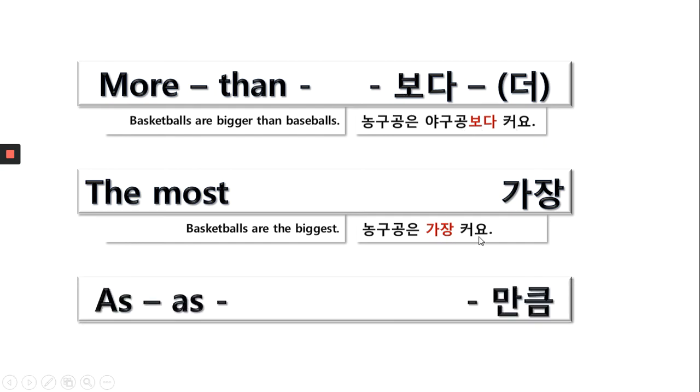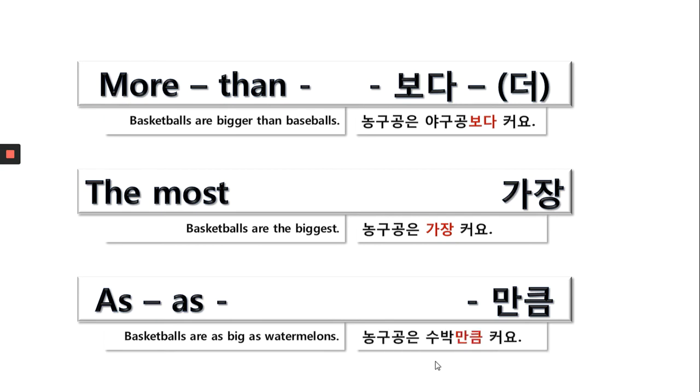"As," we call this 만큼. Basketballs are as big as watermelons. 농구공은 수박만큼 커요. 만큼.